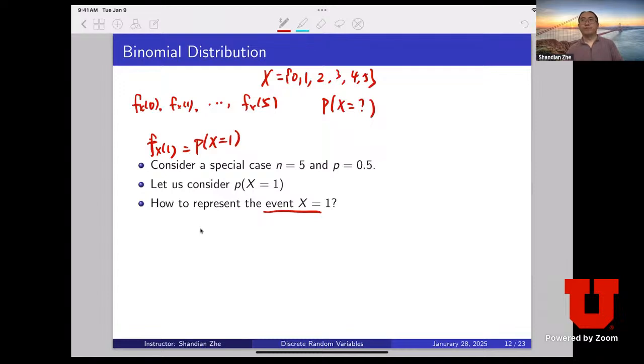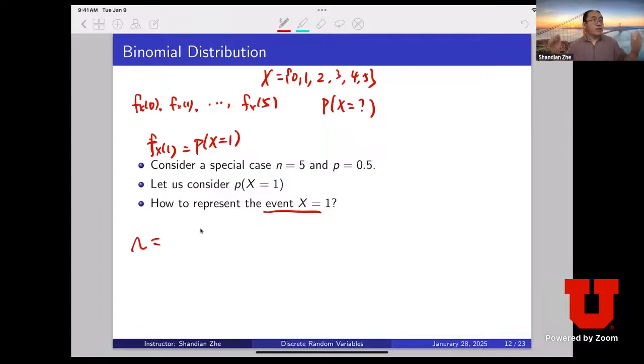Yeah, I mean your idea is totally correct, but we want to start from concrete examples and then reduce to the general formula. So let's just look into this event X equals 1, right? To figure out what exactly this event means, we need to first figure out what the sample space is.